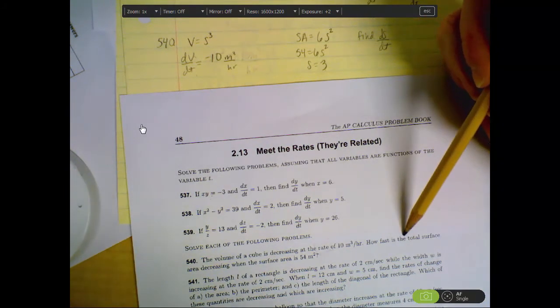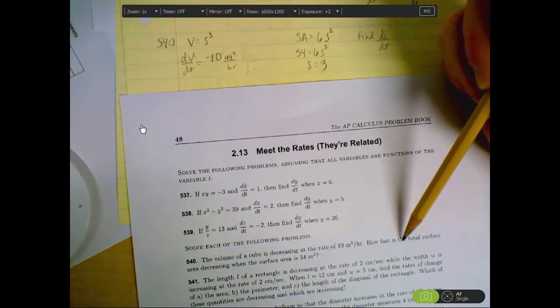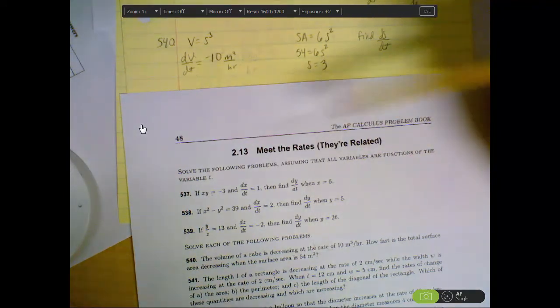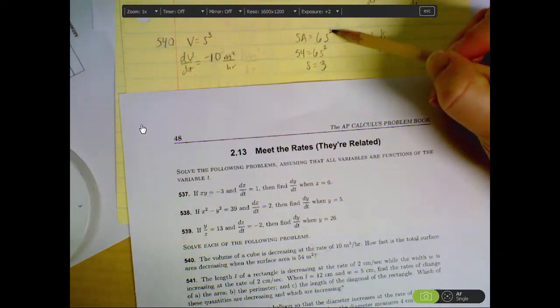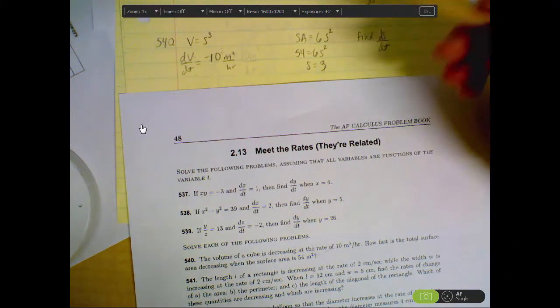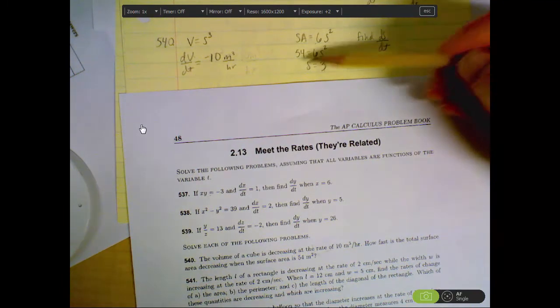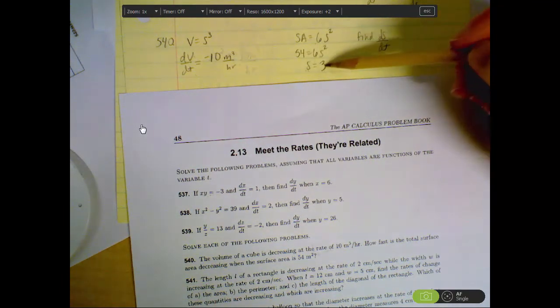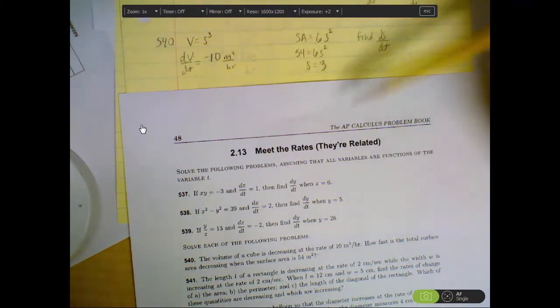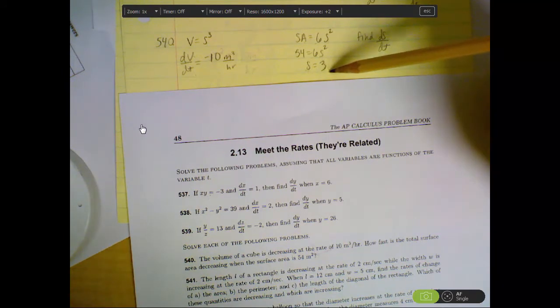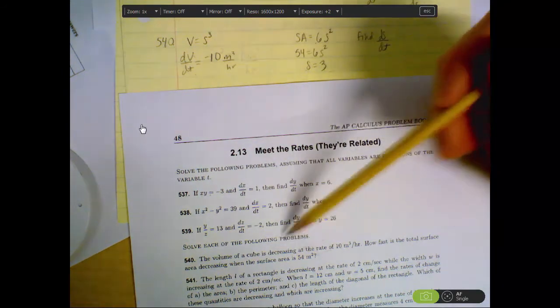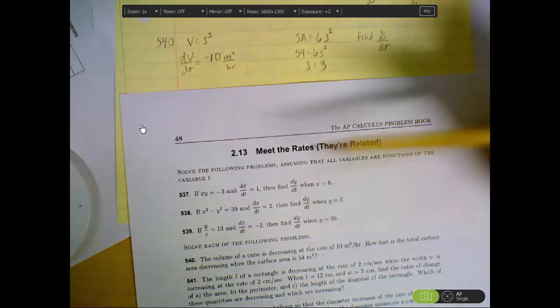How fast is the total surface area decreasing when the surface area is 54 square meters? Well, you have to know that surface area is 6 times side squared. That's the surface area of a cube. Again, just something you have to know from years past. So we can solve this equation to find out that s is 3. So we're talking about what is the change in surface area at the given instant when the side is 3, keeping in mind that the side is always changing because the volume is changing.